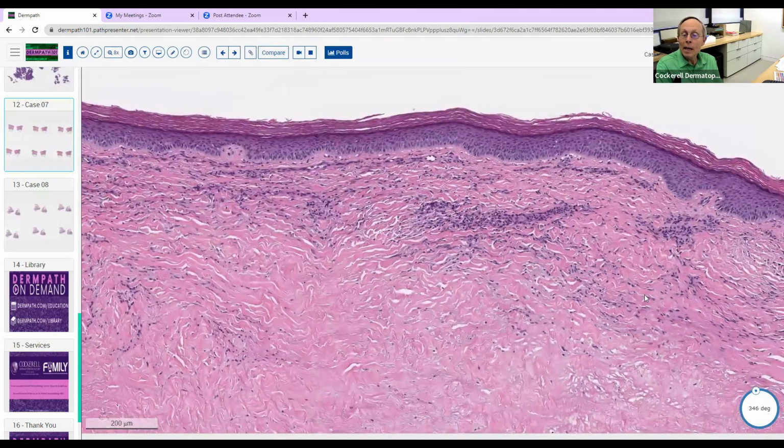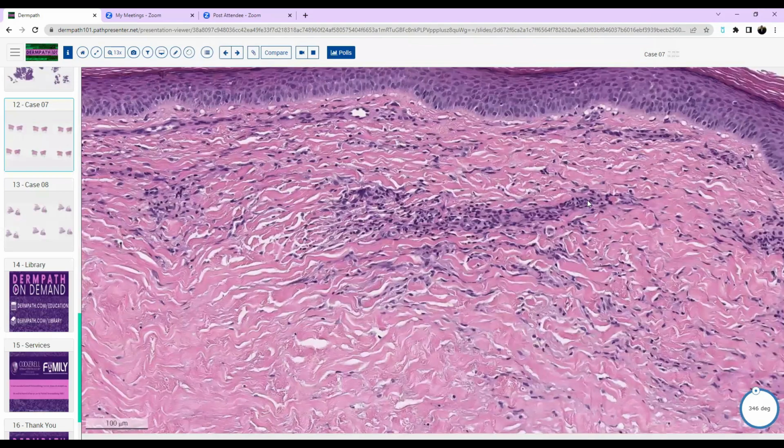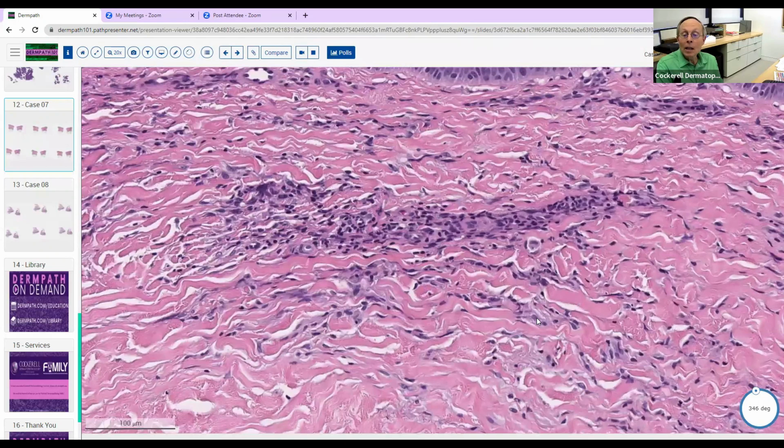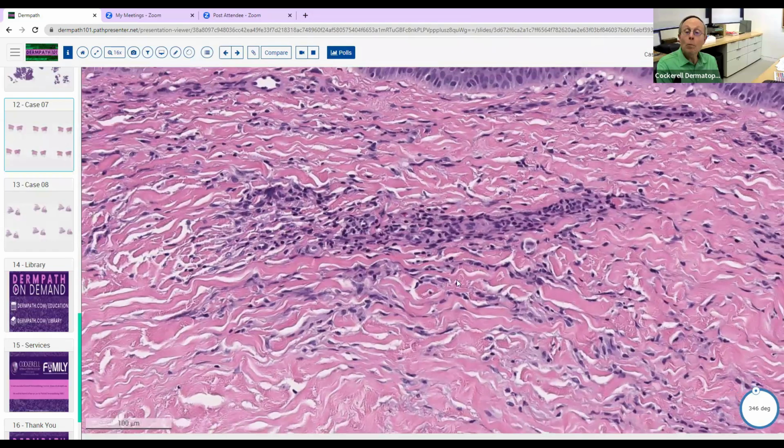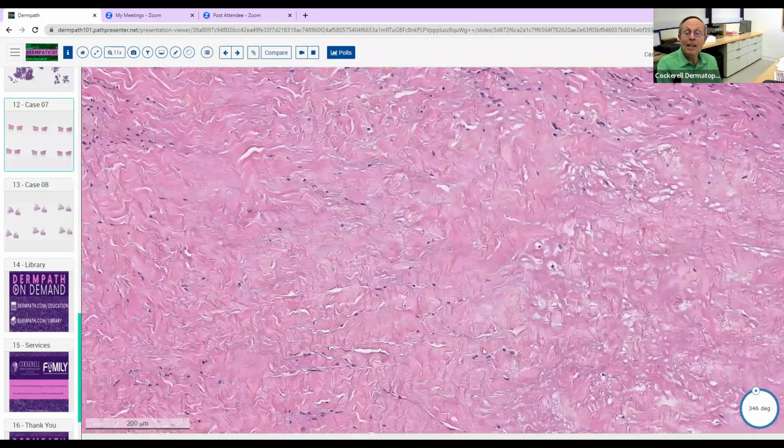What kind of cells do we have here? Lymphocytes? There's some lymphocytes here, but look carefully between these collagen bundles. What kind of cells are these? Fibroblasts. Some are, but what are these cells over here that have a little bit more cytoplasm in them? Plasma cells. Well, there are plasma cells, especially down in this area.